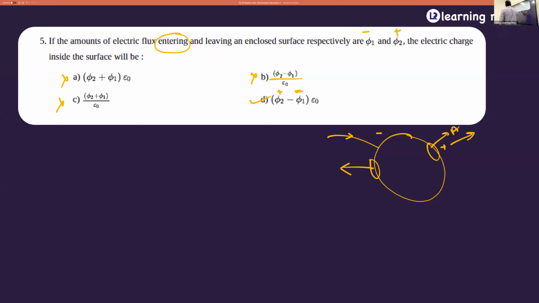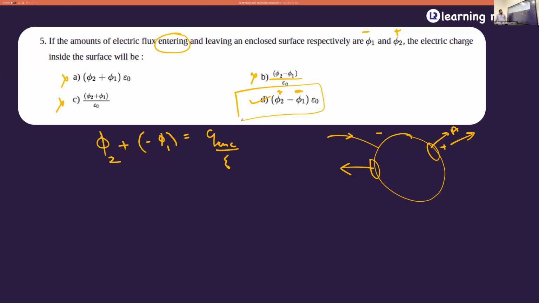So phi 1 and phi 2, then the electric charge inside the surface will be. What does Gauss law state? The net electric flux. What is the net electric flux here? Tell me with the sign convention. Phi 2 plus negative of phi 1. Makes sense? Is equal to the charge enclosed divided by epsilon naught. Epsilon naught will go to the other side. So the right answer will be this. Am I clear with this?